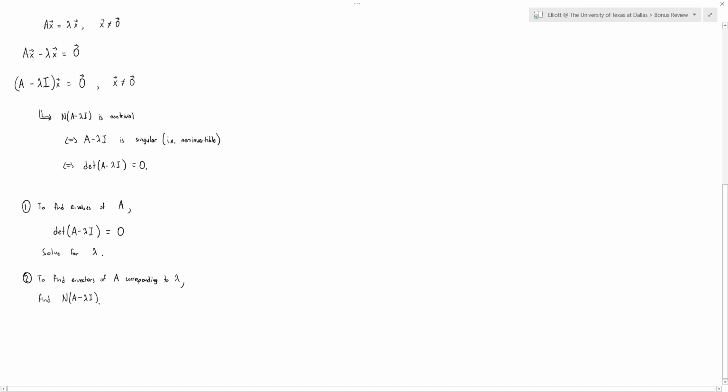So just to introduce a little bit of terminology, the null space of A minus lambda I is also called the eigenspace corresponding to lambda, because it's kind of like a space of eigenvectors of lambda. So whenever they talk about the eigenspace of a matrix, they're referring to the null space of A minus lambda I, lambda being one of the eigenvalues.